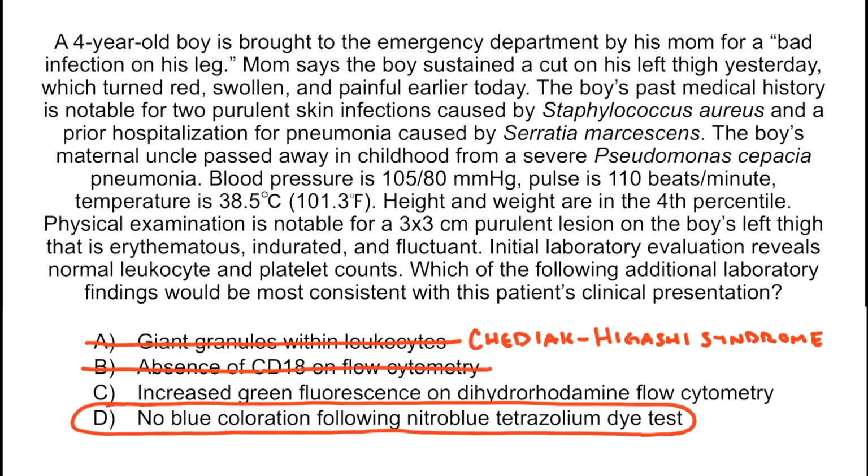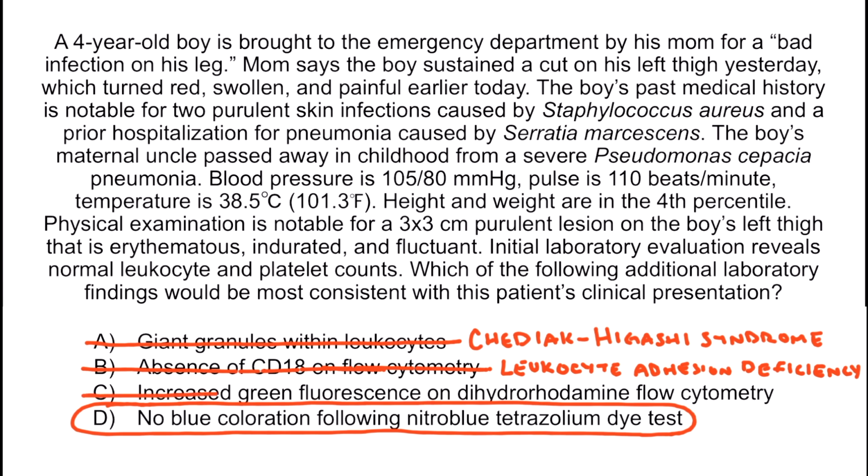Option B, absence of CD18 on flow cytometry, is a finding consistent with leukocyte adhesion deficiency. This option is wrong because leukocyte adhesion deficiency is associated with infections that do not have any pus or purulence. Since this patient's lesion was purulent, leukocyte adhesion deficiency is an unlikely diagnosis.